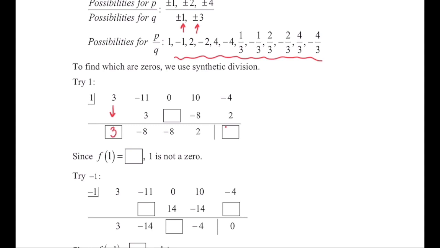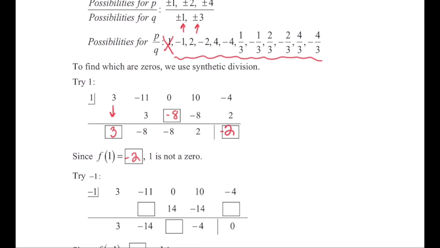1 times 3 is 3. Negative 11 plus 3 is negative 8. 1 times negative 8 is negative 8. 0 minus 8 is negative 8. 1 times negative 8, still negative 8. 10 minus 8 is 2. 1 times 2 is 2. But negative 4 plus 2 is negative 2. Well, since we didn't get a 0, we know that 1 is not a zero. So it's not going to be a zero. Let's continue moving on.